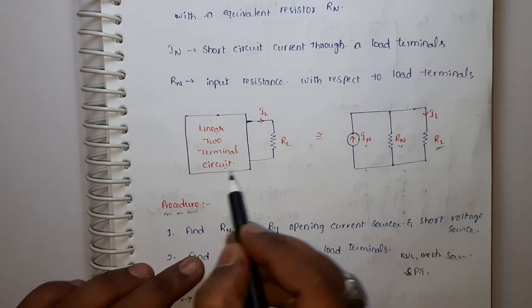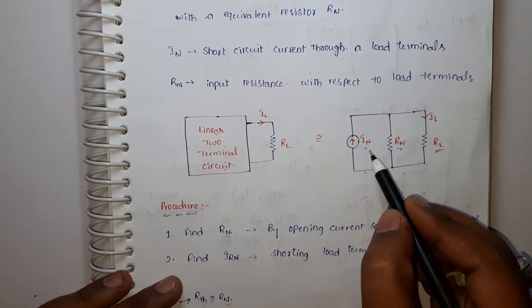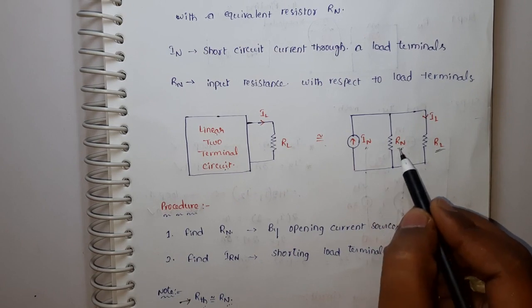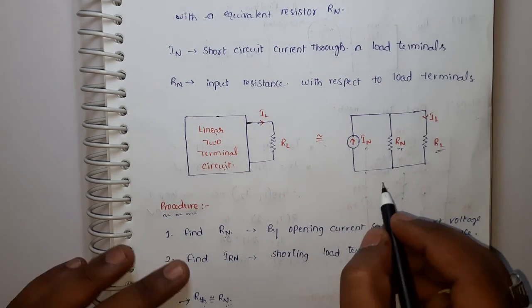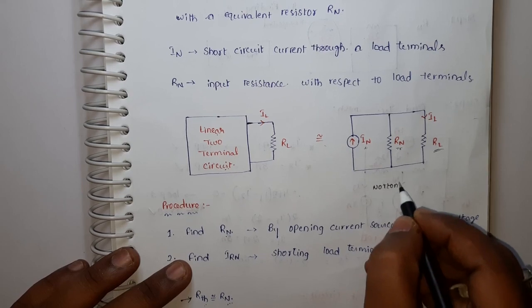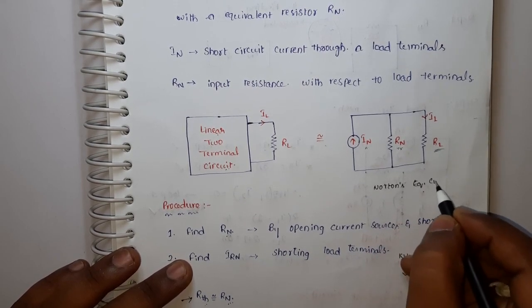A linear two-terminal circuit is replaced by an equivalent circuit which consists of a current source in parallel with the equivalent resistance RN. We can call this Norton's equivalent circuit.